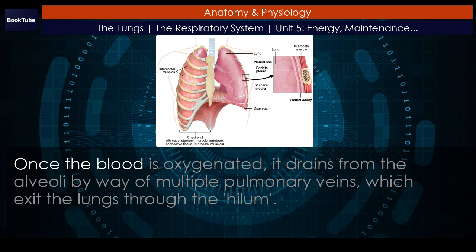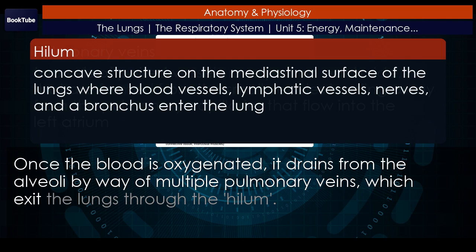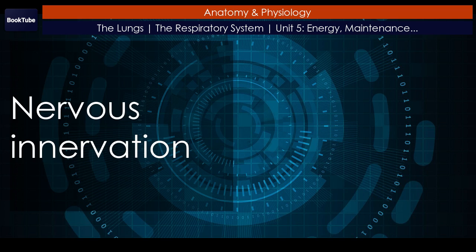Once the blood is oxygenated, it drains from the alveoli by way of multiple pulmonary veins, which exit the lungs through the hilum. Nervous innervation.